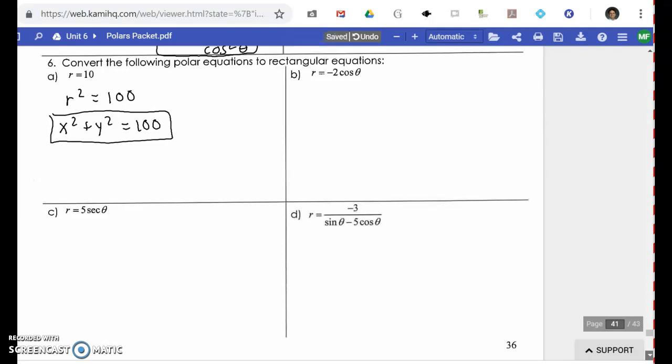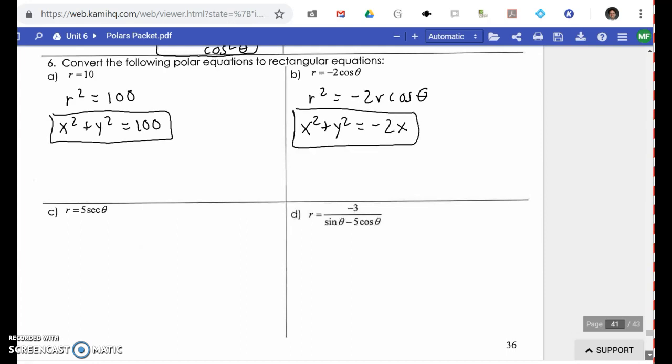The next equation, you don't want to square both sides, even though it looks like that might be a good idea, because you end up with cosine squared theta, which we don't really know what to do with. But if you were to multiply both sides by r, you'll get r squared equals -2 r cosine theta. And that's useful because r squared is x squared plus y squared, and r cosine theta is x. So this is a good answer. If you'd like to add 2x to the other side, that's fine too.